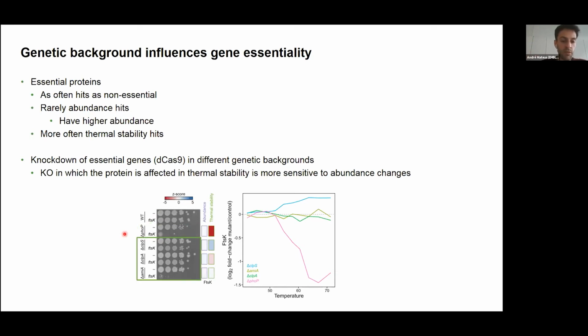Importantly, if we do this in other mutants where the protein is not affected, we see that the cells behave like the wild type, perhaps with the exception of this gene MEA, which is also a gene involved in cell division. So there might be a different genetic interaction going on there. So this tells us that by using TPP, we now have a way to probe for this potential synthetic lethality between essential genes and non-essential genes in the cell.